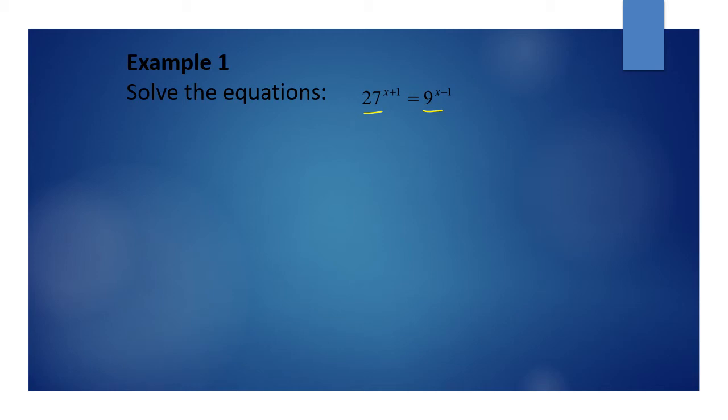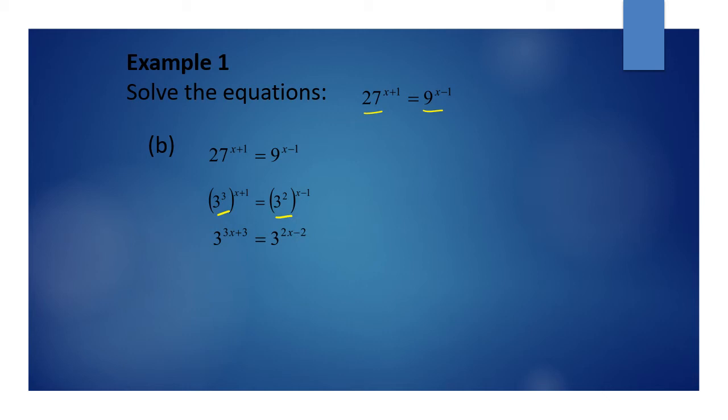For this one, 27 and 9 are related. Why? Both are powers of base 3. So 27 is 3 to the power of 3, and 9 is equal to 3 to the power of 2. So we just simplify the index here. On the left side we have 3 to the power of 3x plus 3, and on the right side we have 3 to the power of 2x minus 2.